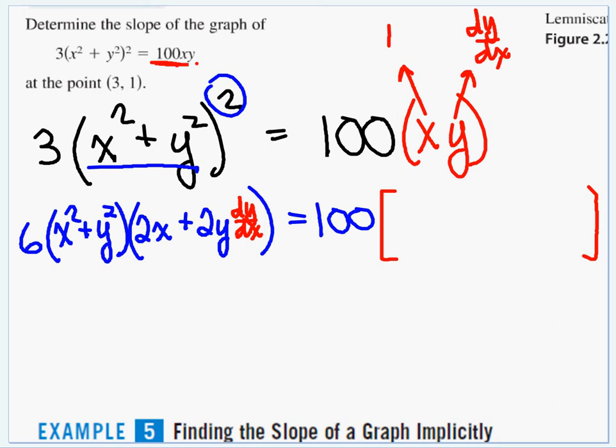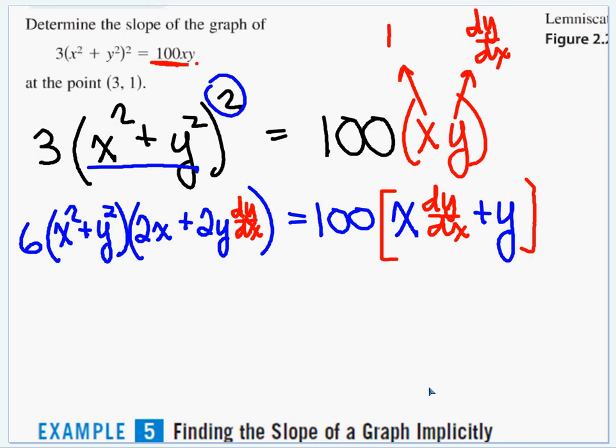So let's start our product rule. The first thing, x, times the derivative of the second, dy dx, plus the second thing, y, times the derivative of the first, 1, and I'm not even going to write it in there.